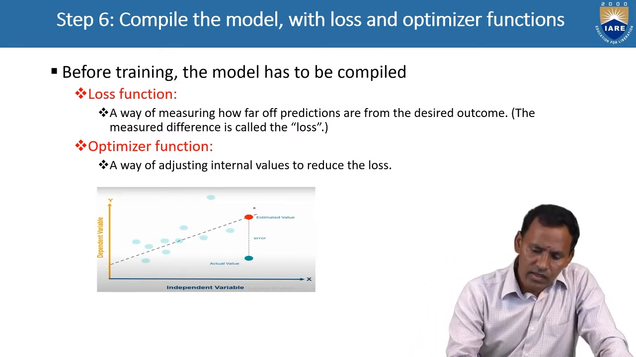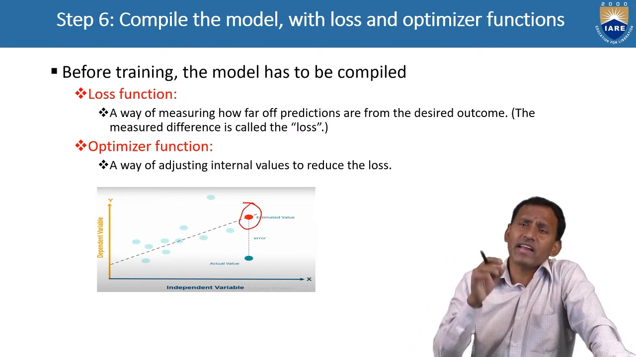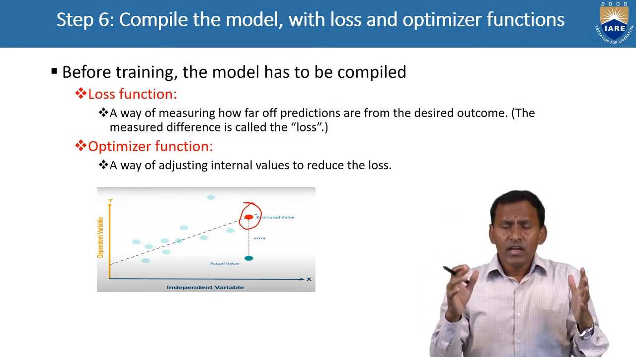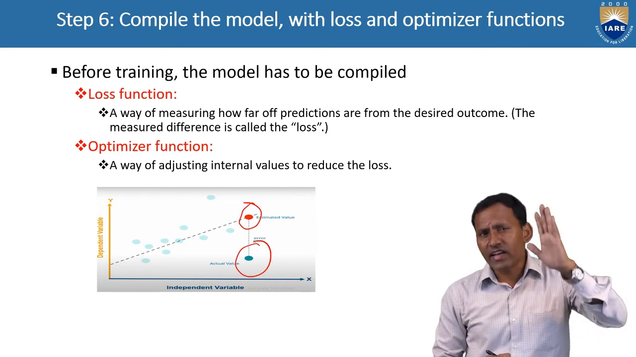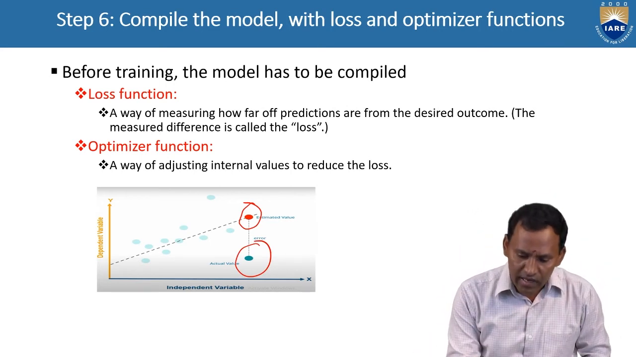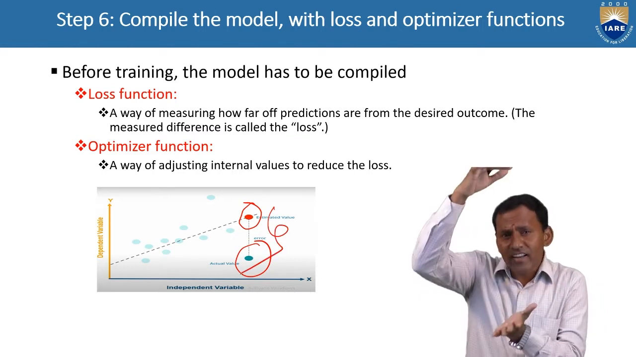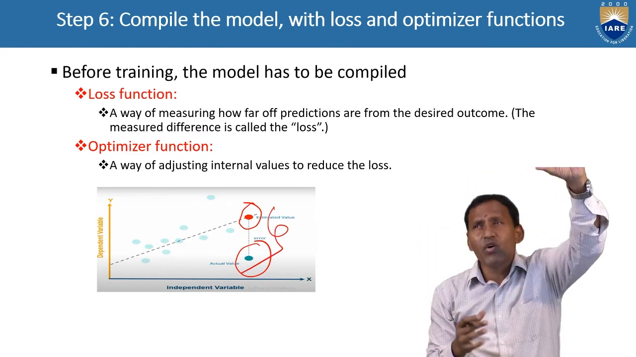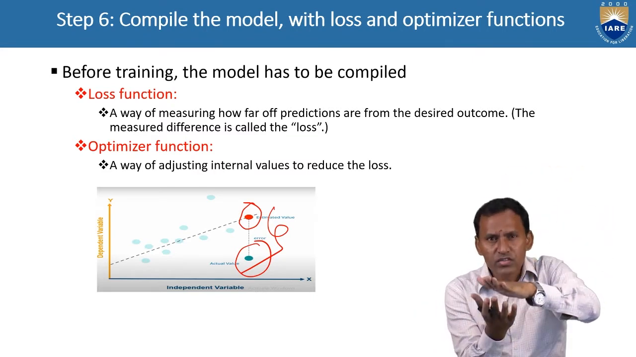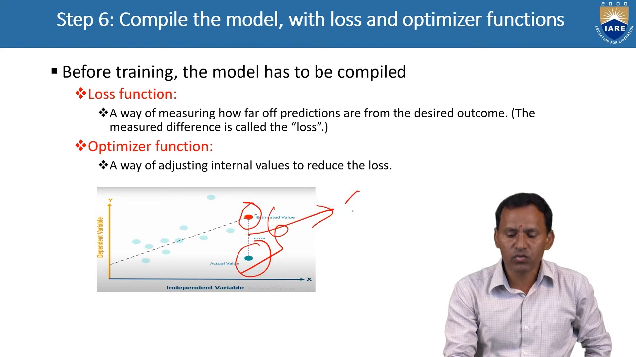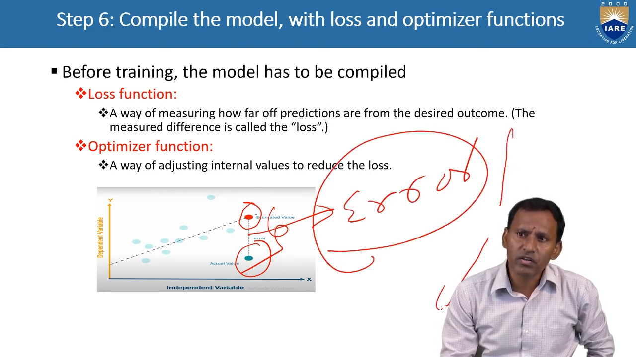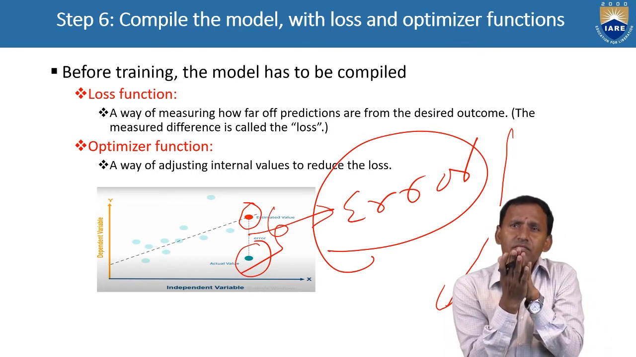Here, this red data point indicates the predicted value, and the green data point indicates what? The estimated value. Now this gap indicates what? The error between the estimated value and the predicted value. So that gap must be reduced. This gap is the error, and we have to reduce that error.